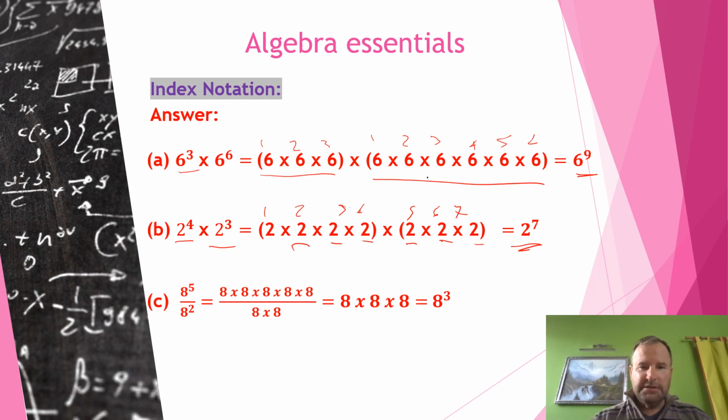And the next one, if we have a look here, we can do 8 to the 5. We expand it, 1, 2, 3, 4, 5. In the bottom, we've got 8 to the 2, 1, 2. So if we cancel 2 eights at the top and the bottom, we're left with 8 times 8 times 8, which is 8 to the power of 3.